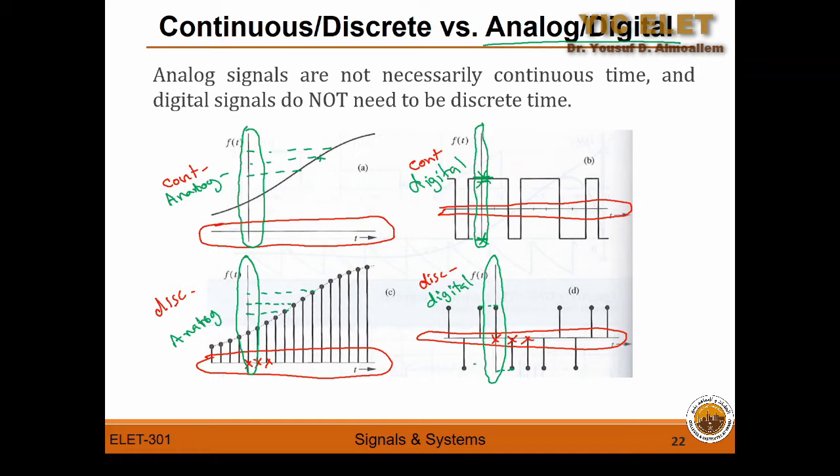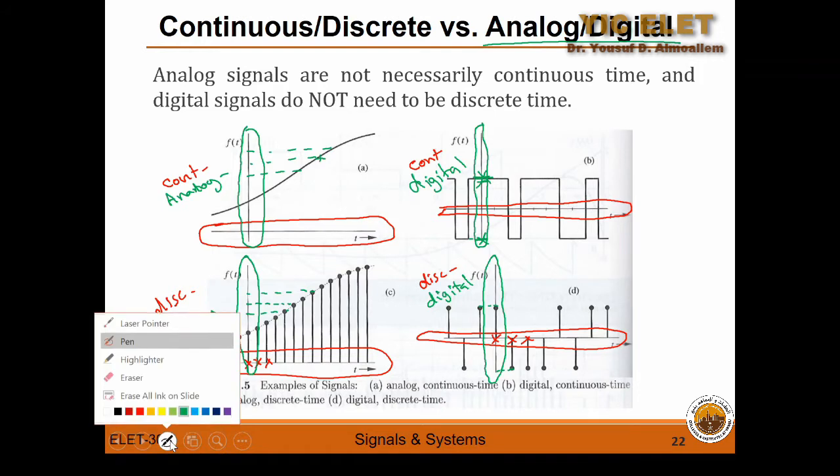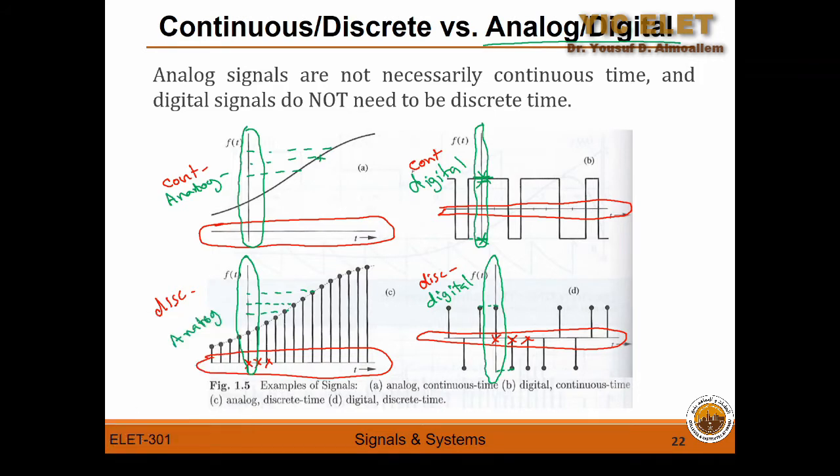So therefore, if we want to conclude, we will find out that the plot number A is analog and continuous. The plot number B is digital and continuous time, and plot C is analog and discrete time, and D is digital and discrete time.